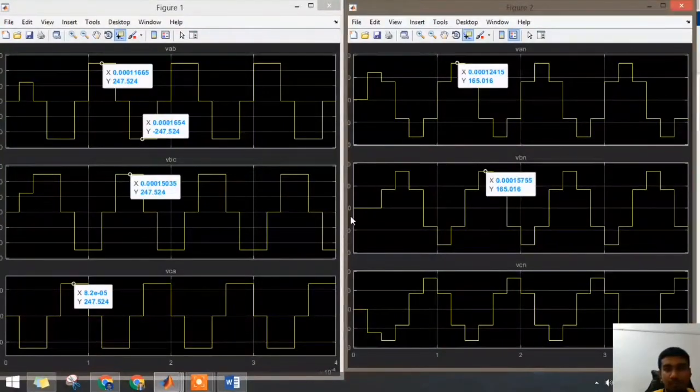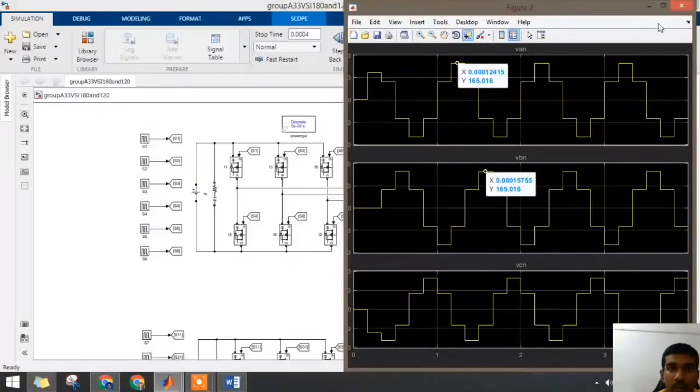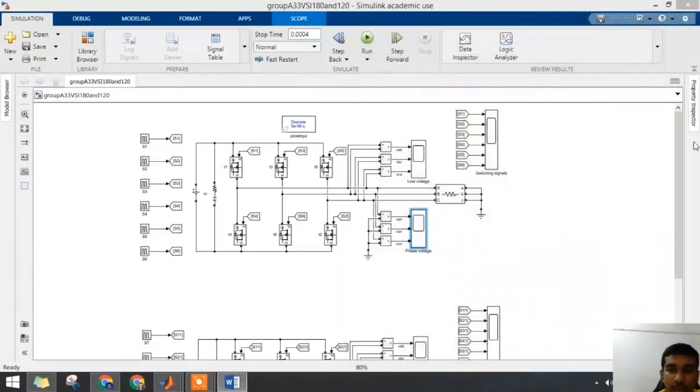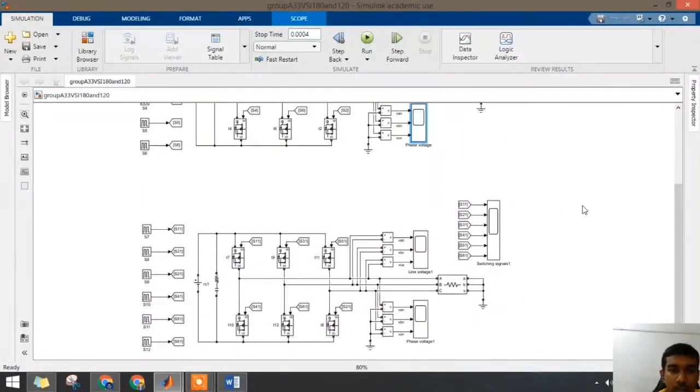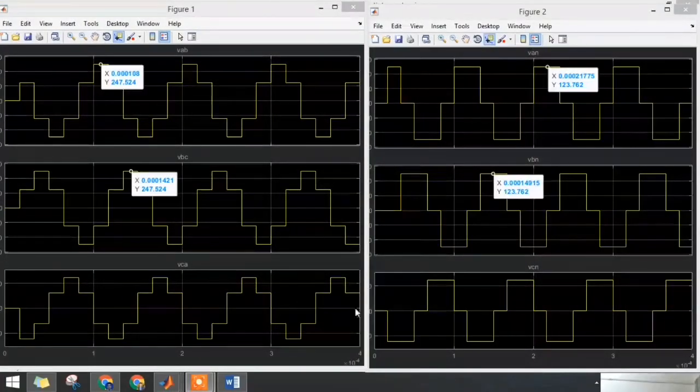Then we will observe the output voltage and line voltage for the 120 degree conduction mode. Let's begin. Figures 1 and 2 show the line voltage and base voltage waveforms of the 120 degree conduction voltage source inverter. The line and base voltage displayed in the data tip is low due to the resistance in the MOSFET transistor, since the simulation setting is not ideal.